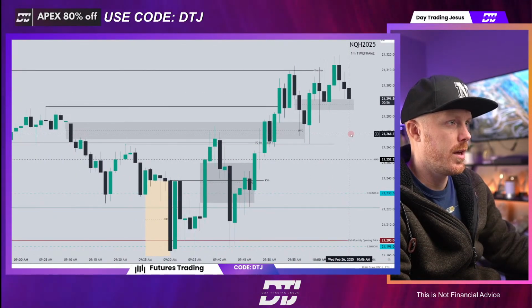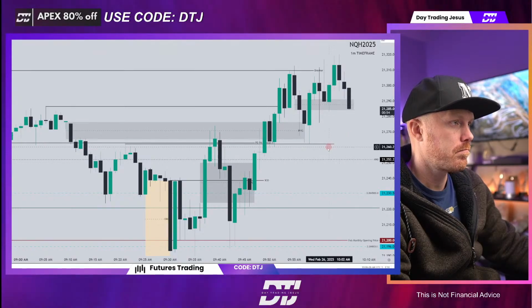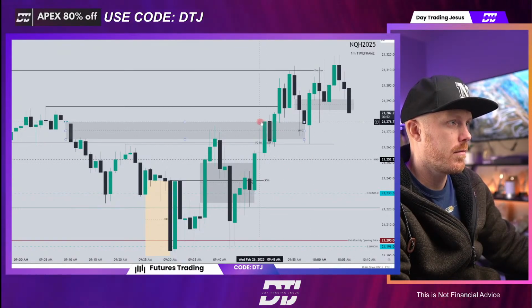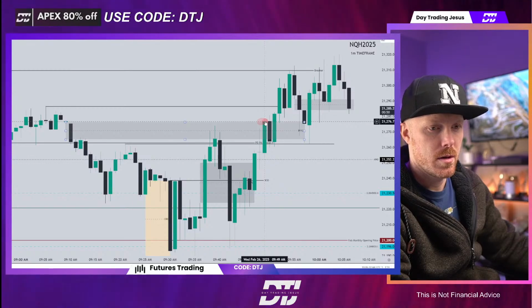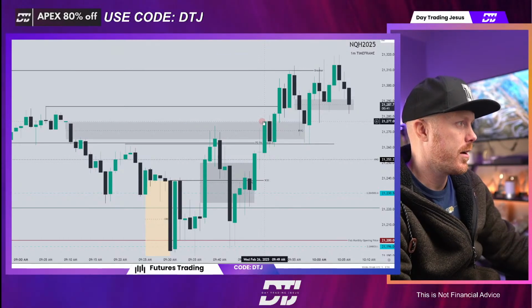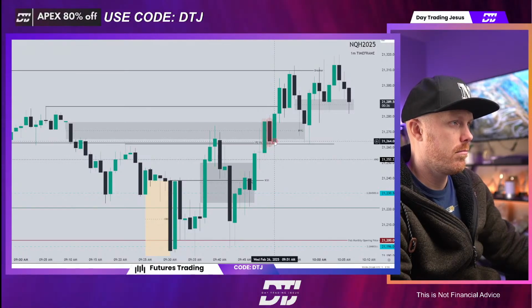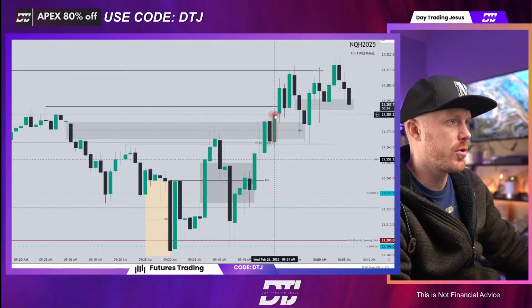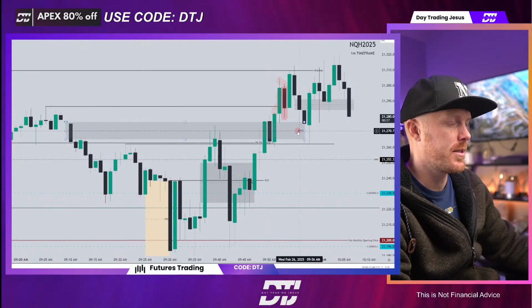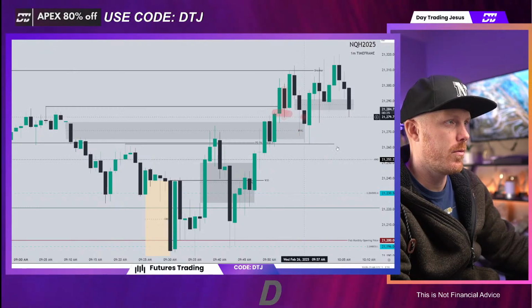What was the other one we did? We went long right here. Stopped us out. Immediately went back into the trade. Almost gave us 20 handles and then came back down and stopped us out again at break even for that one.